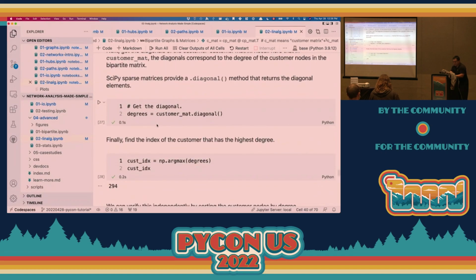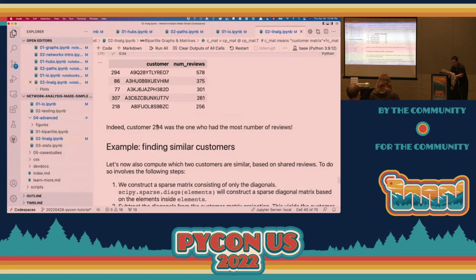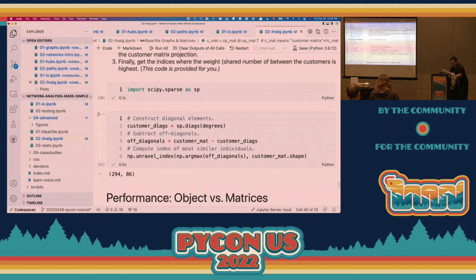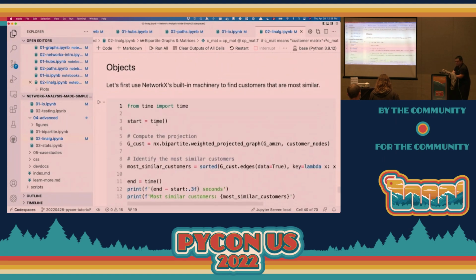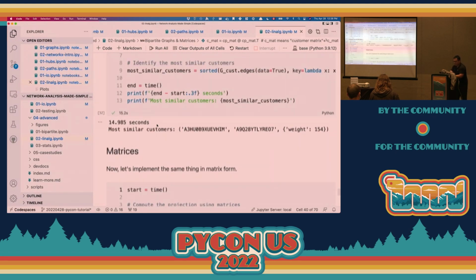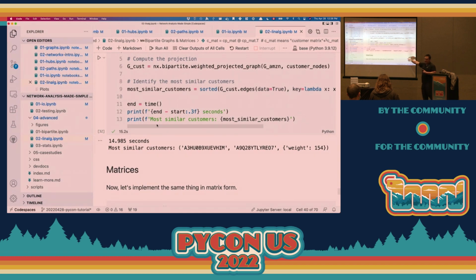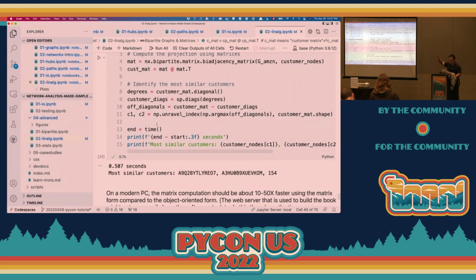If you were to use NetworkX's API, let me just see here. Where do we show this? Performance, objects versus matrices. If you're to use NetworkX's API to calculate the projection on this graph that is however many hundreds of thousands of nodes, you might take a certain amount of time, like 15 seconds-ish. However, if you reframe the entire problem into linear algebra operations, half a second.